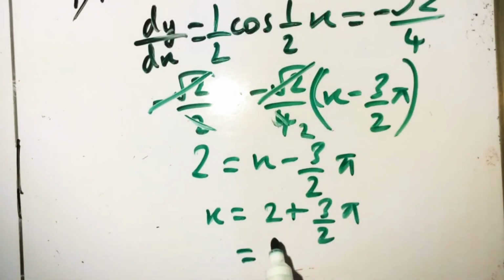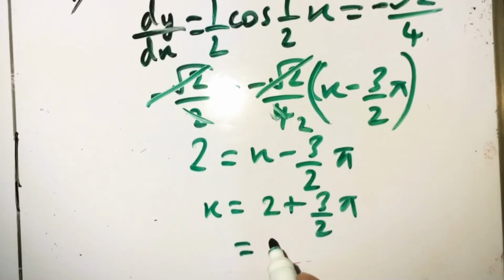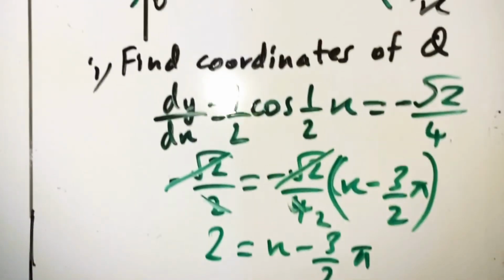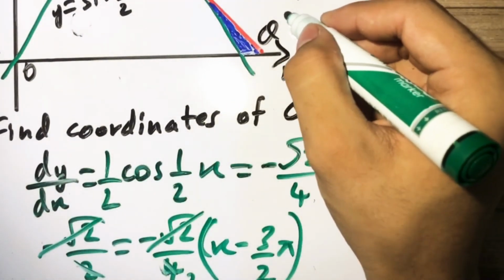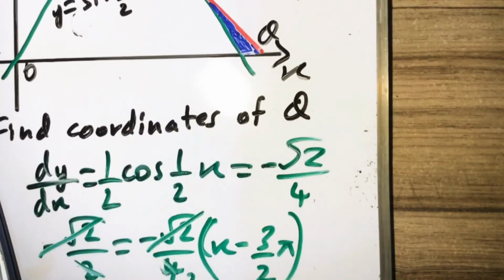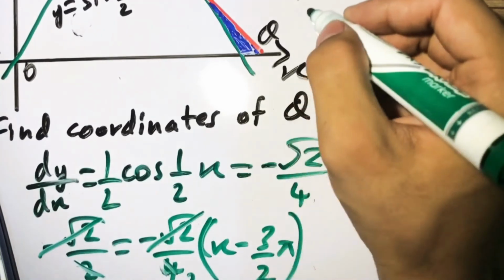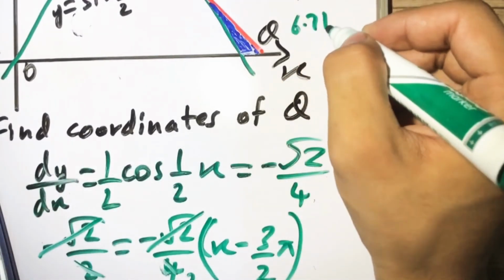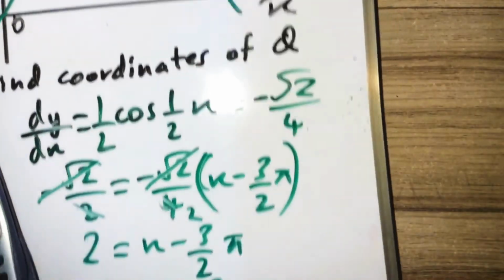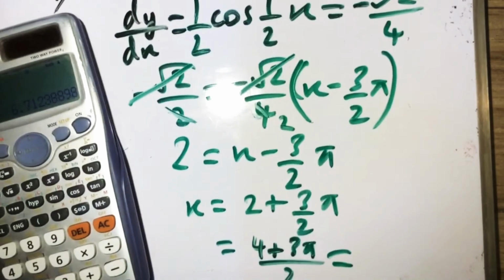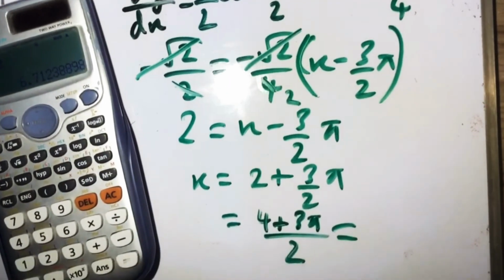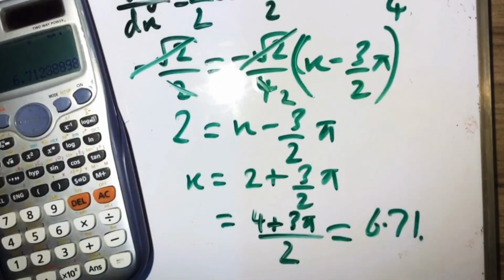This is equal to 4 plus 3 pi over 2. So the coordinates of Q are, we'll simplify this, 6.71, 0, because this is equal to 6.71.